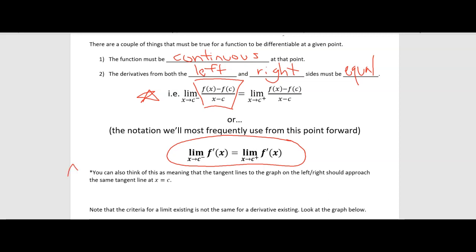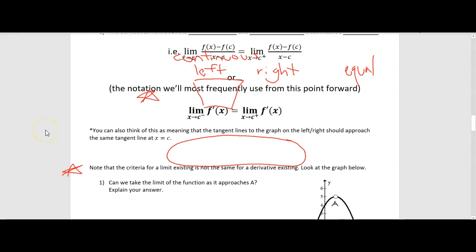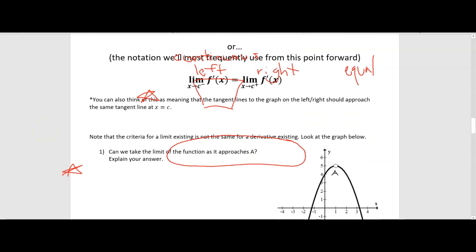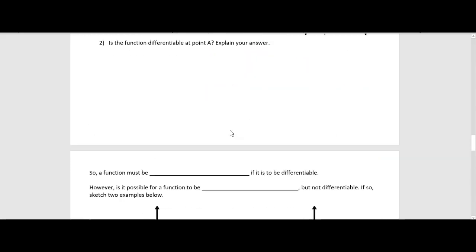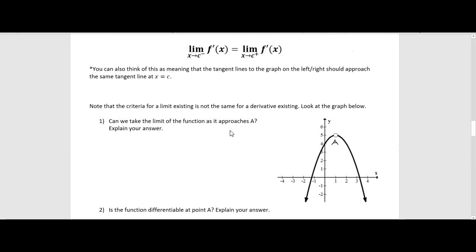So as we come down here, it says you can also think of this as meaning that the tangent lines to the graph on the left and right should approach the same tangent line at x equals c. And looking at one of our last couple things for today, I believe there's a couple more things. We're going to squeeze this all into one video, maybe a little bit longer, but that's okay.